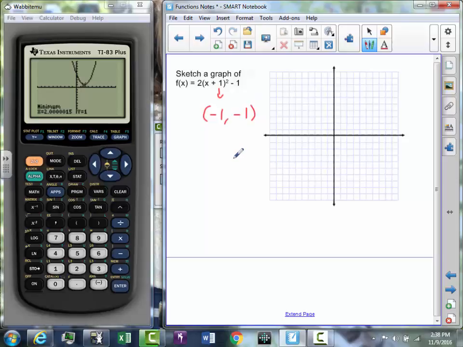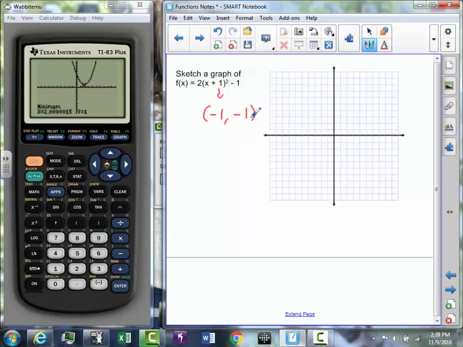I know where the vertex is without even having to do any work on my calculator, which is kind of a nifty trick. The thing, though, is it has to be written in the appropriate vertex form. That's all. So if it's not written in that format, it doesn't help. You know what I'm saying?